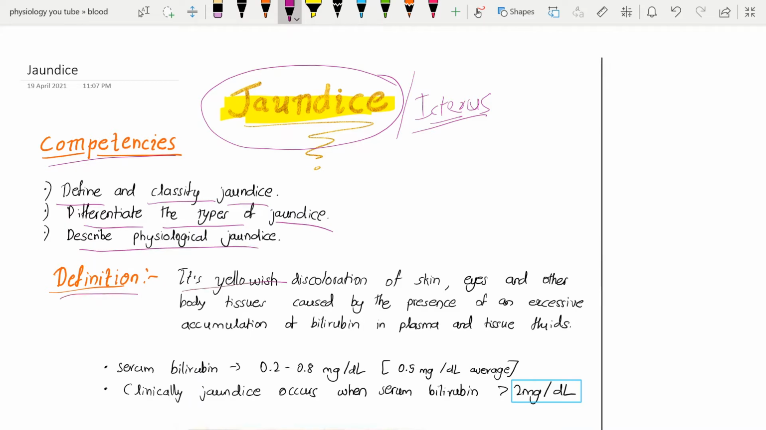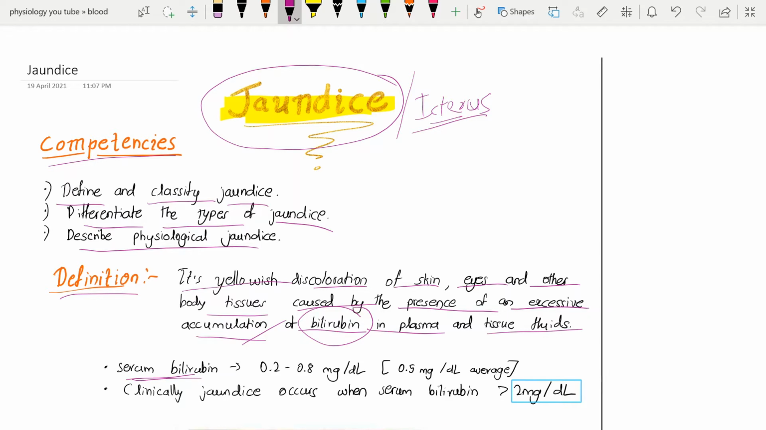Definition: it's yellowish discoloration of skin, eyes, and other body tissues caused by the presence of an excessive accumulation of bilirubin in plasma and the tissue fluids. So, excessive accumulation is causing the jaundice.